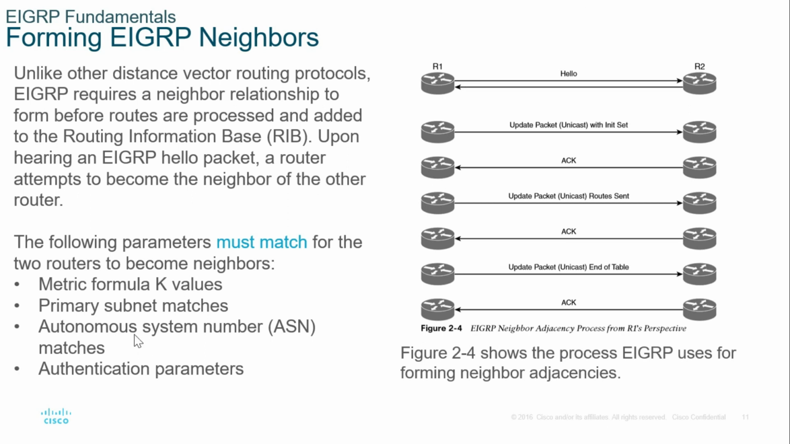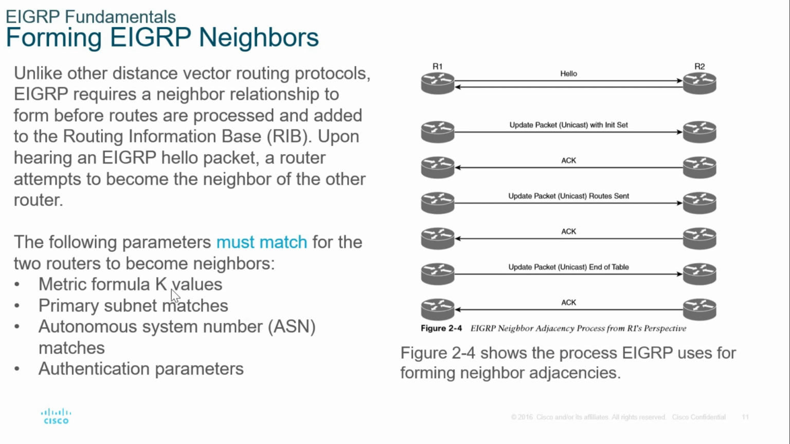Then when you configure EIGRP, one of the commands is to put in the AS number. So the AS number must match. If you configure R1 with EIGRP 10, this side must also be EIGRP 10. Remember, this is the simplest thing to detect why a neighbor relationship can't form: the AS number does not match. Then the subnet must match.